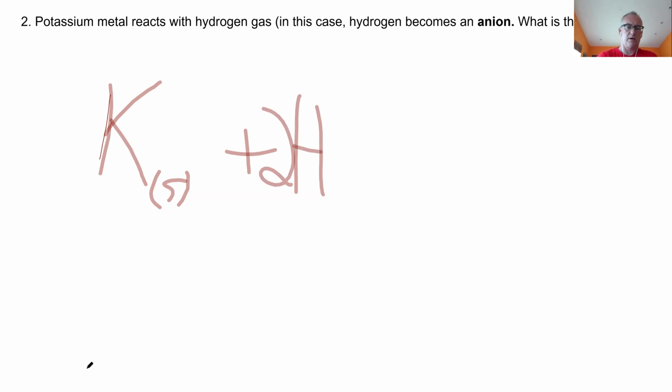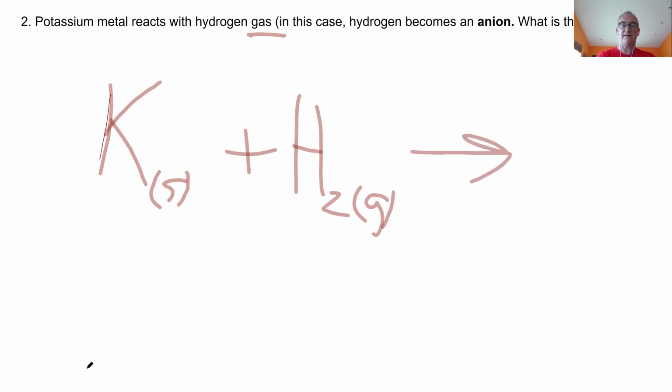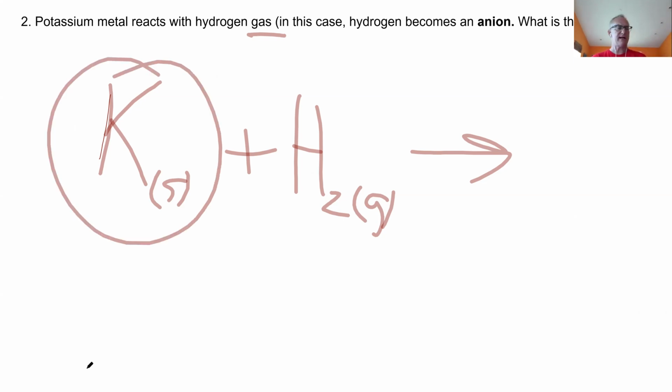No. Where do we put our 2? Subscript. Yeah. And we know it's a gas. So it's a gas. Okay. And then it says that the hydrogen becomes an anion. That happens. Not a lot, but it does happen. Especially if you have something like potassium present, because what kind of element is potassium?